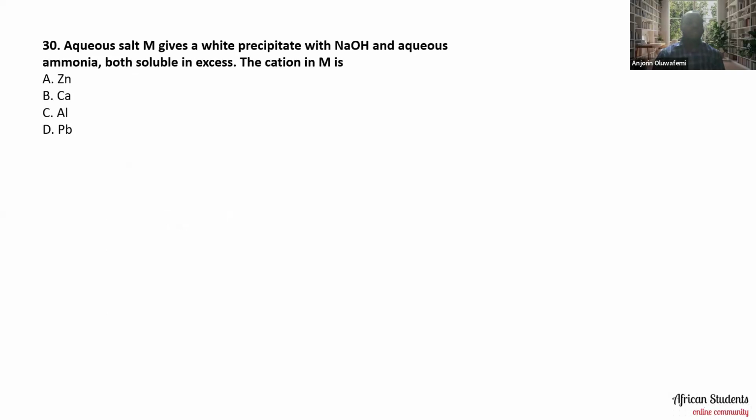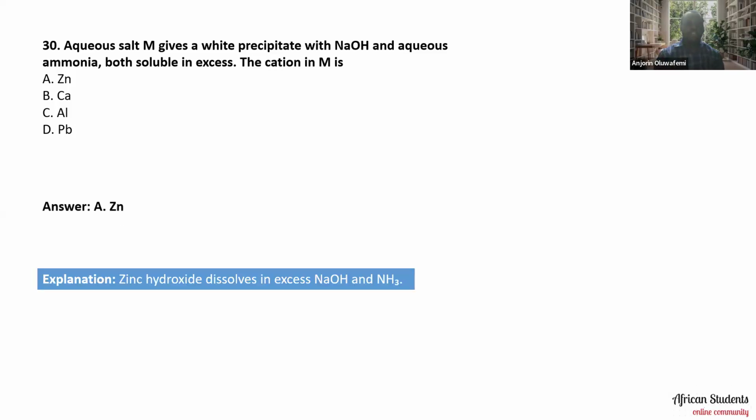Aqueous salt M gives a white precipitate with sodium hydroxide and aqueous ammonia, both soluble in excess. The cation in M is what? Is it zinc, calcium, aluminum or lead? So let's look at it. It's zinc is the answer. And zinc hydroxide dissolves in excess sodium hydroxide and ammonia. Okay, so zinc is the answer.